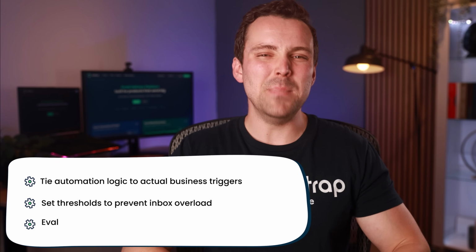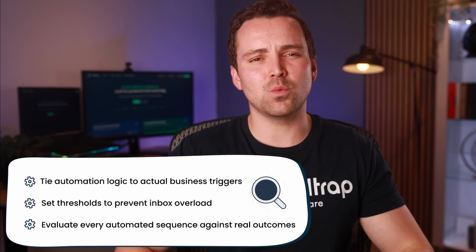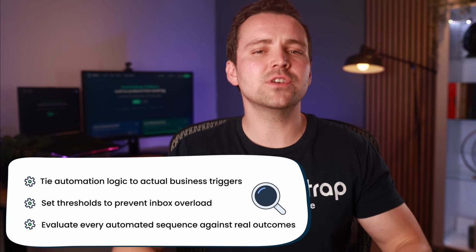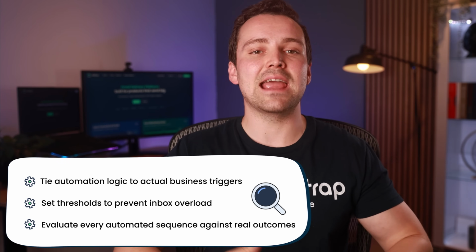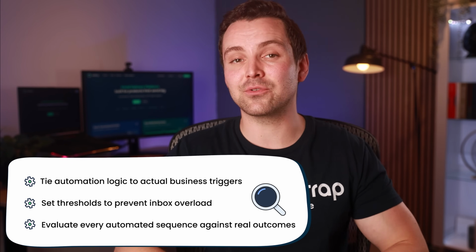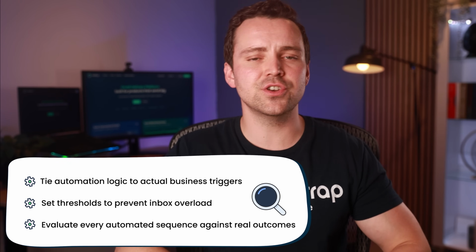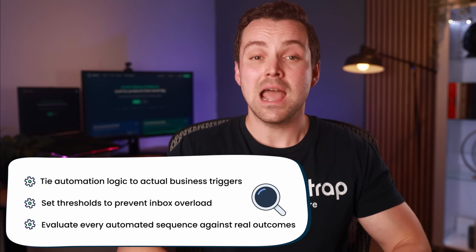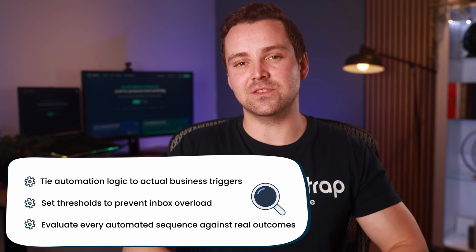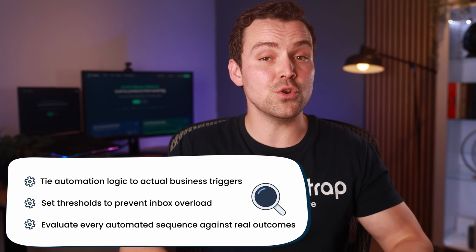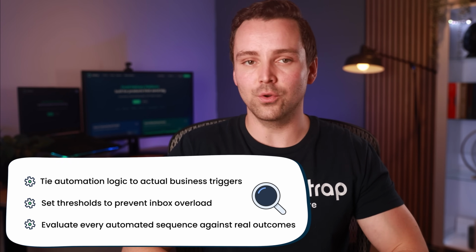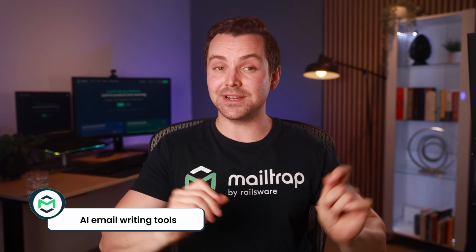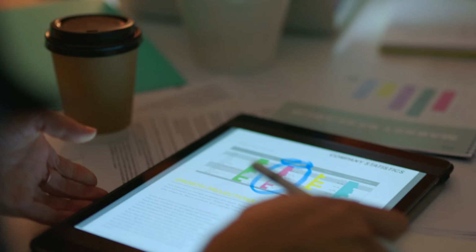And finally, measure what matters, not just what your AI tool reports, to decide if AI automation is working for you. This means evaluating every automated sequence against real outcomes, like activation, retention, and upsell conversion. And if a sequence isn't driving business results, pause it, tune it, or kill it before the mailbox provider does so to your deliverability.